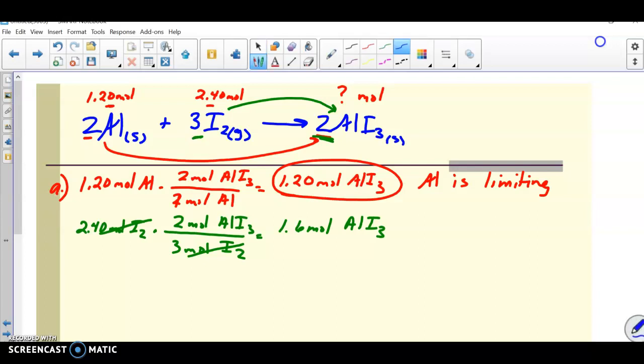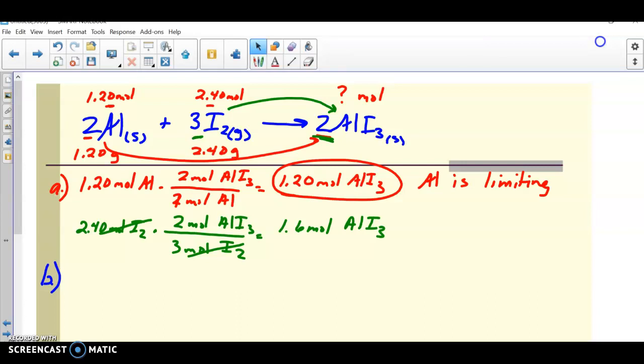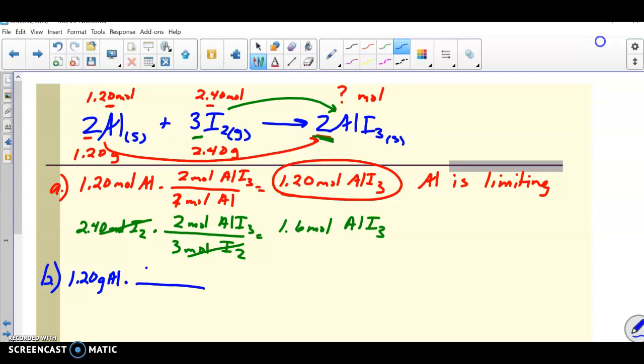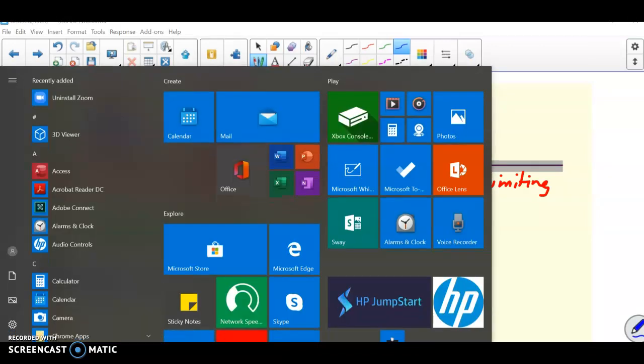Okay, so in the next one, they want to know how much would be produced if you had 1.2 grams and 2.4 grams. So I'm going to change these. So this time, this is 1.20 grams, and this is 2.40 grams. Okay, so there's a little more steps in this because we're at grams. So if I did this one, I'd have 1.20 grams of aluminum. Using my stoichiometry, 1 mole of aluminum.